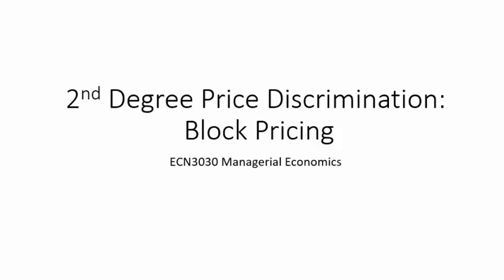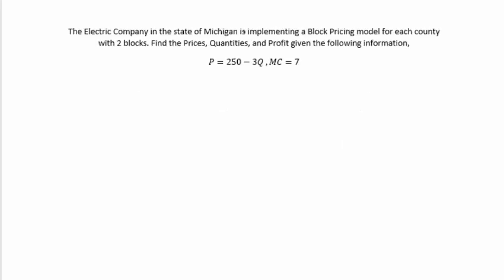In this video, we will be discussing second-degree price discrimination and more specifically, block pricing. Here is a problem where the electric company in the state of Michigan is implementing a block pricing model for each county with 2 blocks each. We want to find the prices, the quantities, and the profit given the following price function and marginal cost. They give us a price function of P equals 250 minus 3Q and a marginal cost of 7.